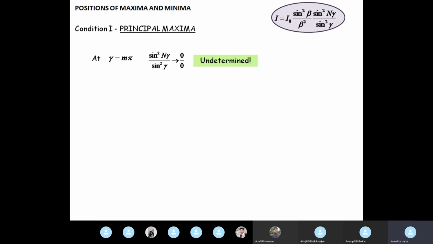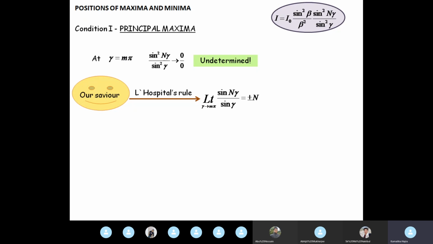So what do we do? Anyone, what do we do under these circumstances? Either we can expand this into a Taylor expansion, or we can use L'Hopital's rule. Since we have 0 by 0, the best way is to call upon our savior, L'Hopital's rule. And using L'Hopital's rule, setting limit gamma tends to m pi, you see sine n gamma by sine gamma becomes n cos n gamma by cos gamma.